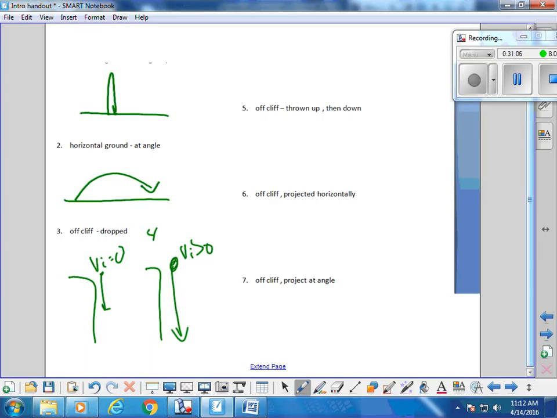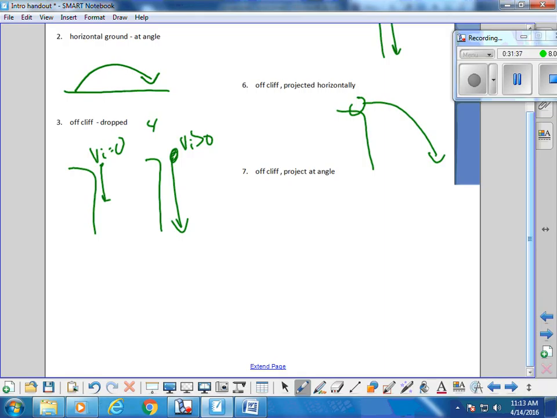Off a cliff, thrown up and then down. So one is thrown downward, the other is thrown upward. Right? Off a cliff, projected horizontally. That's our first lab that we're going to do. So something like a car driven off a cliff, that type of thing. And then the last one is the Big Daddy: off a cliff, projected at an angle. That's the Mythbusters slide. We're going to be doing that one in the lab as well. So those are the 7 types of problems you can expect.